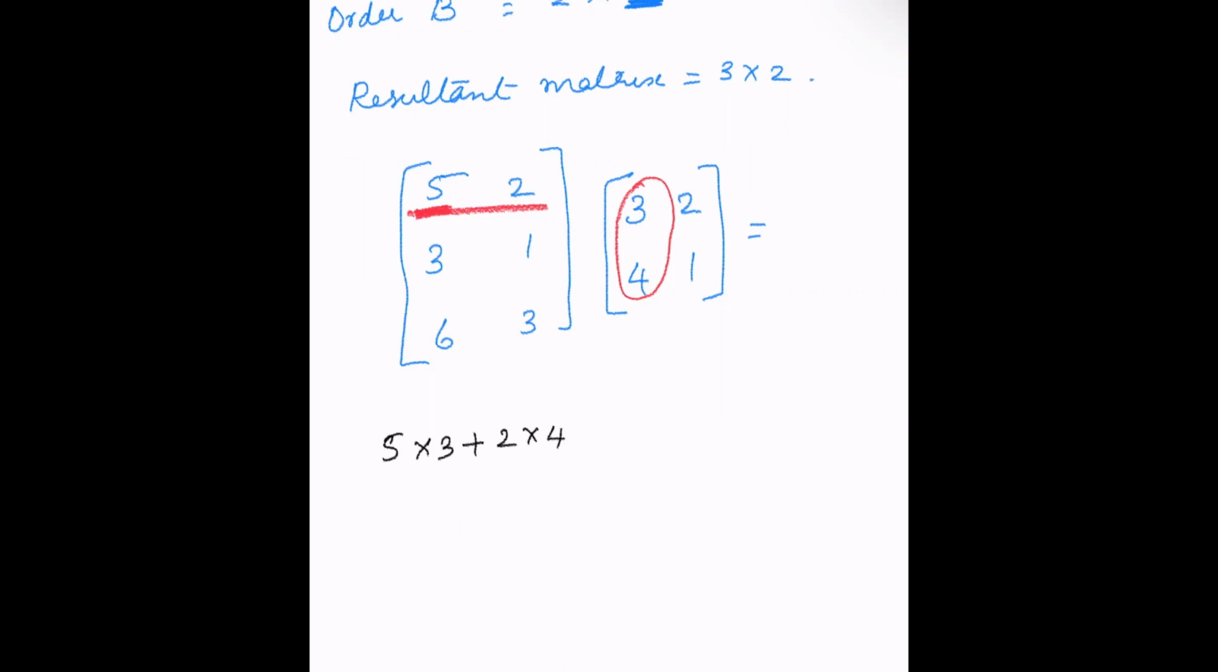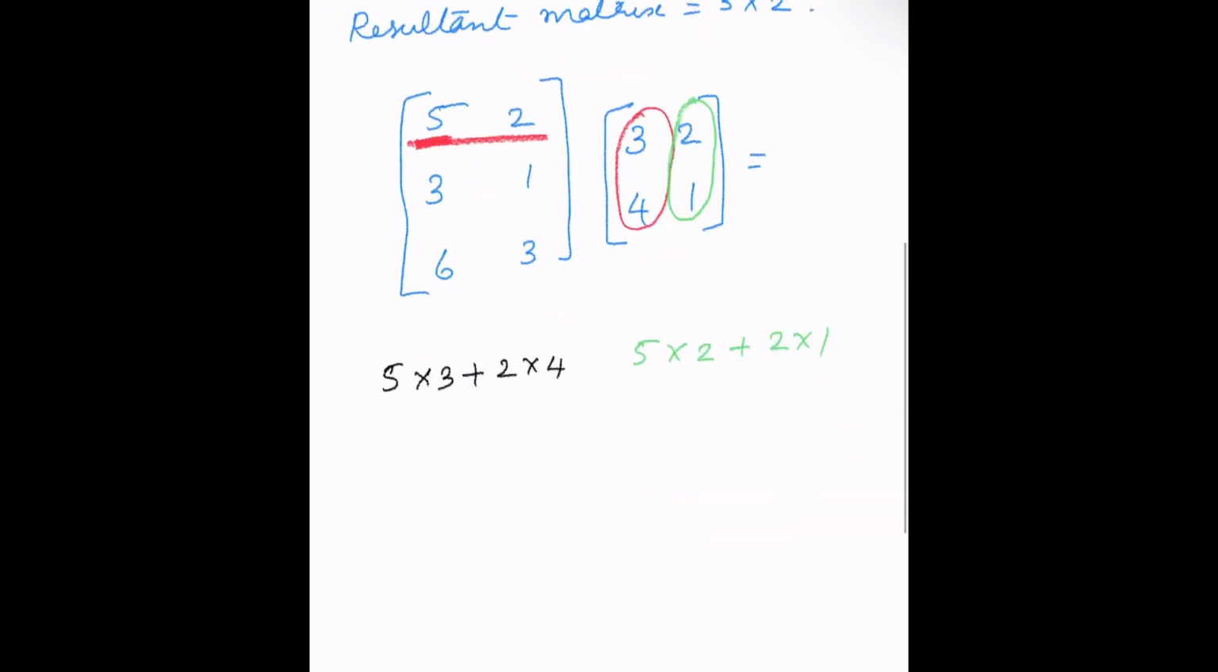Now, what is going to be the second element? For the second element, the same first row, 5, 2, needs to be multiplied with this column. So at that time, it is going to be 5 into 2 plus 2 into 1. So this is the first row, second column element. Now, a similar step I have to do with the second row. What is the second row? Second row, 3, 1.